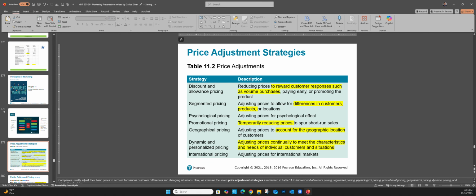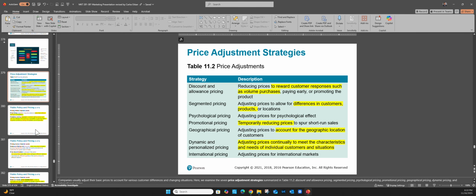Oh, the one we didn't talk about is dynamic pricing. Dynamic pricing is when prices adjust continuously. So this is Uber, right? With Uber, the prices constantly adjust based on supply and demand. Now we see this with Ticketmaster too. International pricing, well, you have different costs internationally, different currencies, so you may have different pricing.